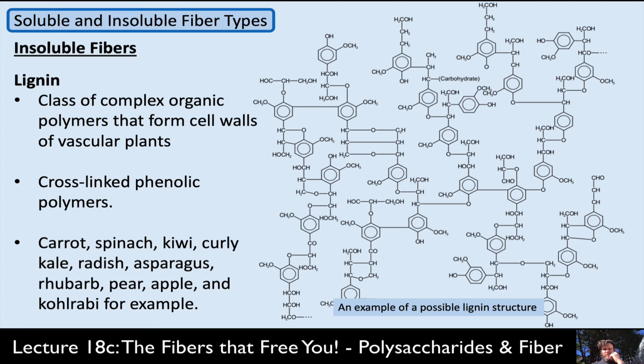It's in the lignin family. Foods that contain lignins are carrot, spinach, kiwi, curly kale, radish, asparagus, rhubarb, on and on and on. Anything that has a vascular structure to the plant is going to have these lignins in it. And I'm including this in the carbohydrate unit here for fiber because it is a type of fiber for sure. But it does include carbohydrates.